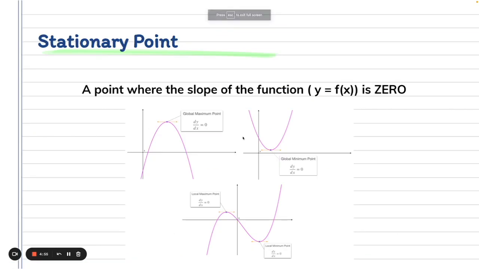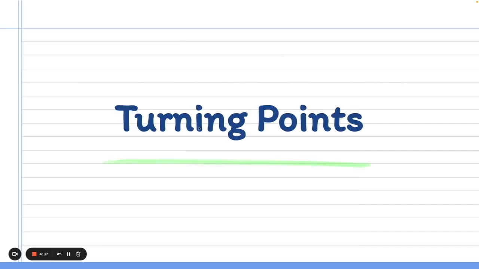Stationary points. A stationary point is a point where the slope of the function, which is y equals f of x, is 0. As you can see in the graphs here, it is all 0. The global minimum, the local maximum, it is everything 0. That's pretty straightforward.